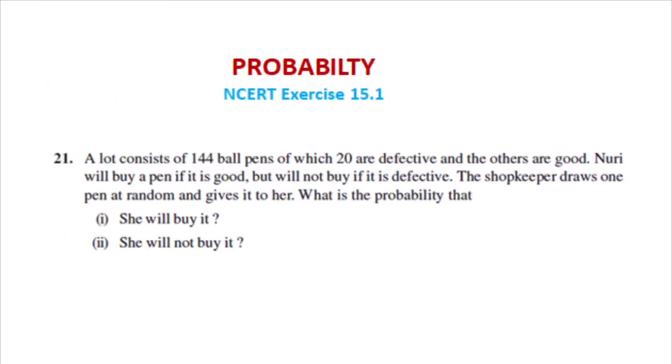We have to move to question number 21. Question number 21 says a lot consists of 144 ball pens, of which 20 are defective and others are good. Noori will buy a pen if it is good, and she will not buy if it is defective. The shopkeeper draws one pen at random and gives it to her. What is the probability that she will buy it, and what is the probability she will not buy it?